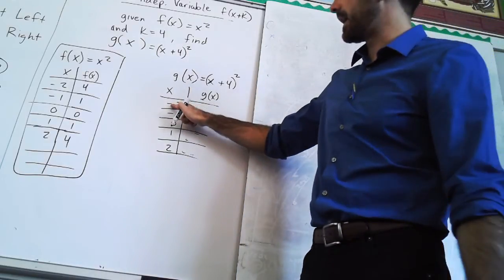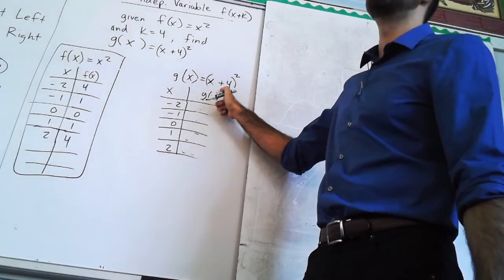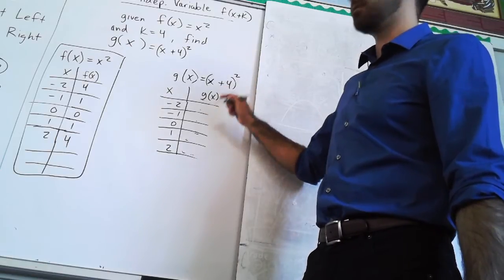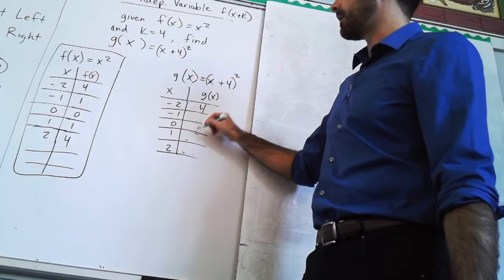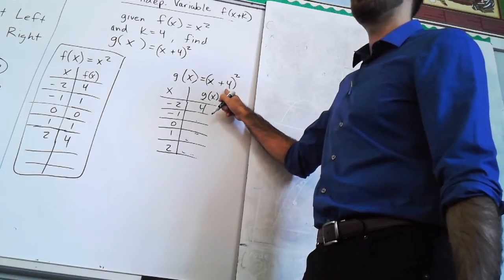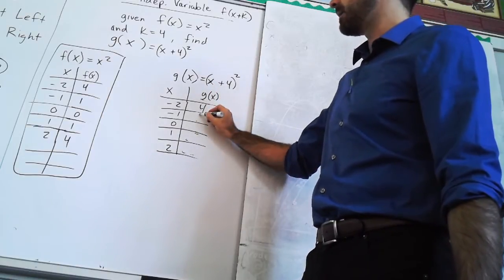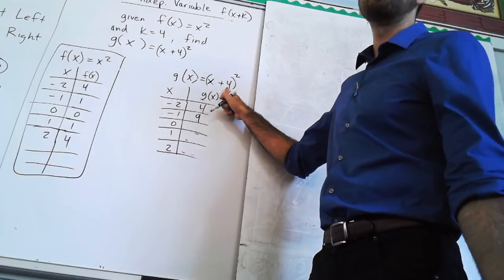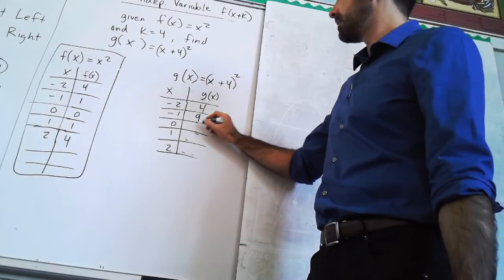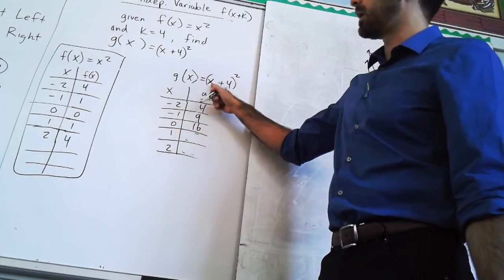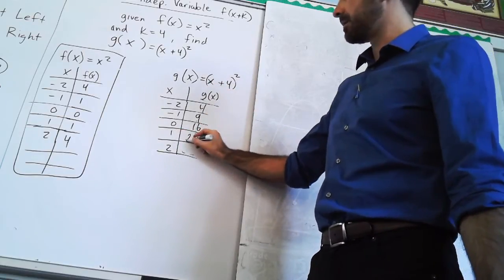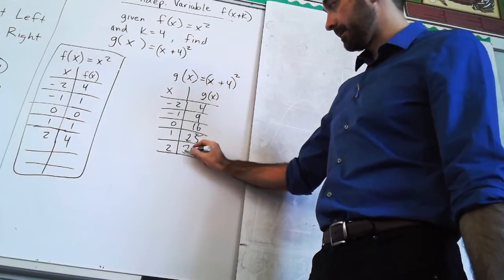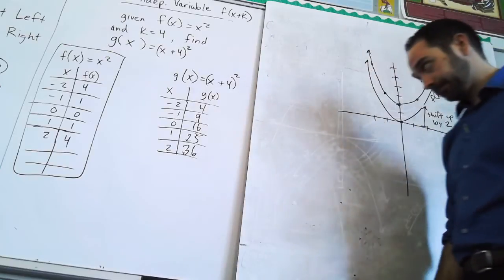Negative 2 plus 4 is 2, squared, 4. Negative 1 plus 4, 3 squared, 9. 0 plus 4, 4 squared, 16. 1 plus 4, 5 squared, 25. 2 plus 4 is 6 squared, 36. All right.